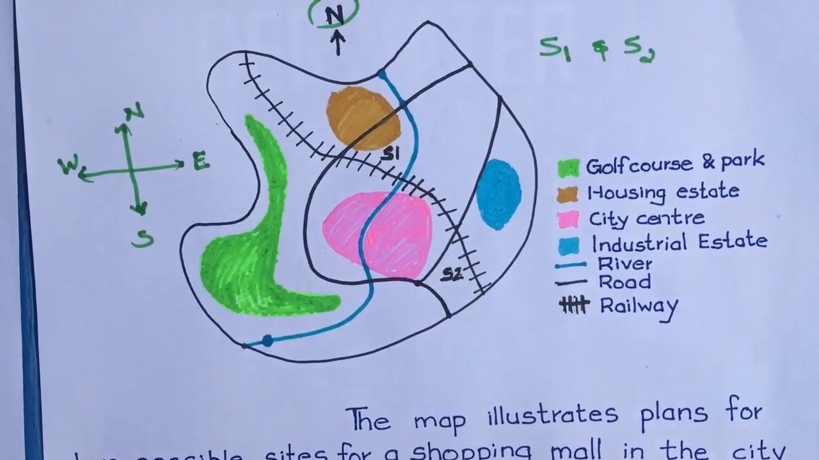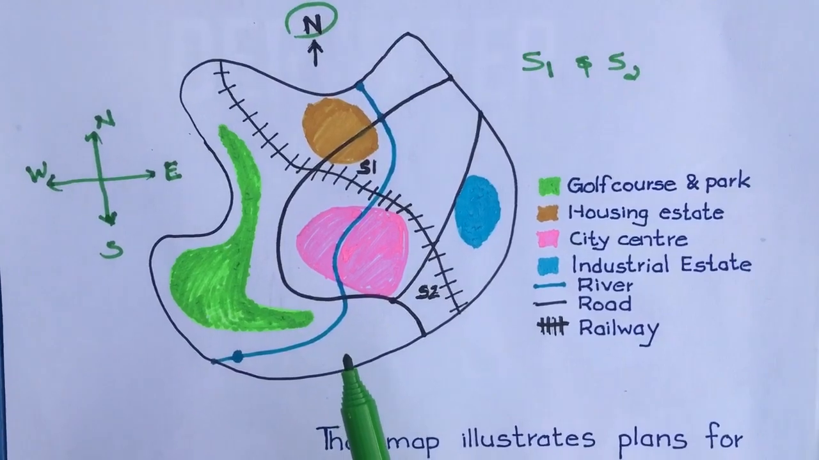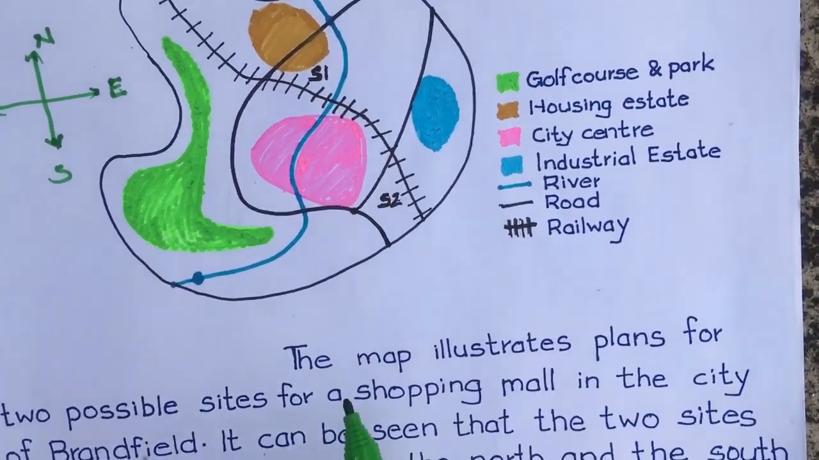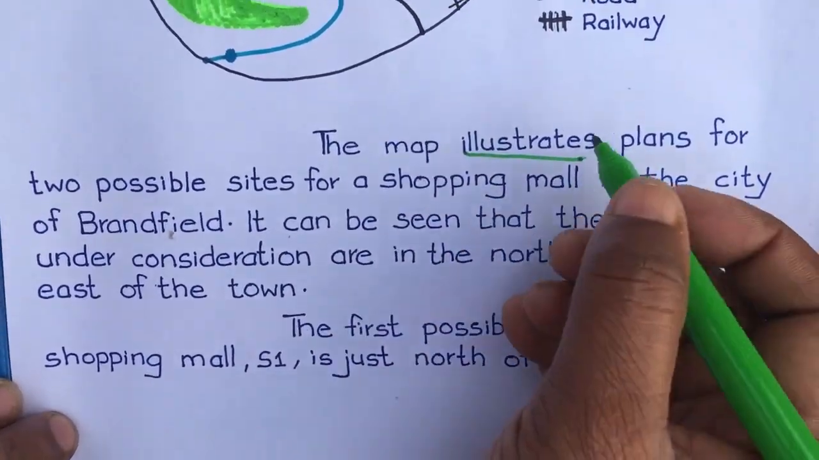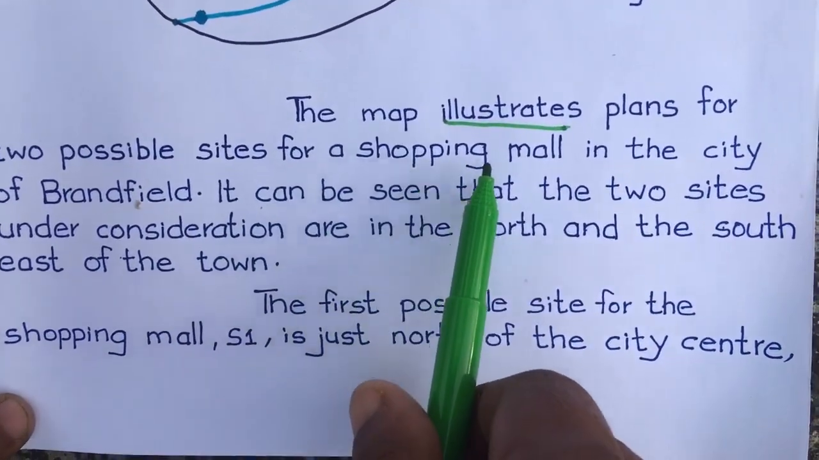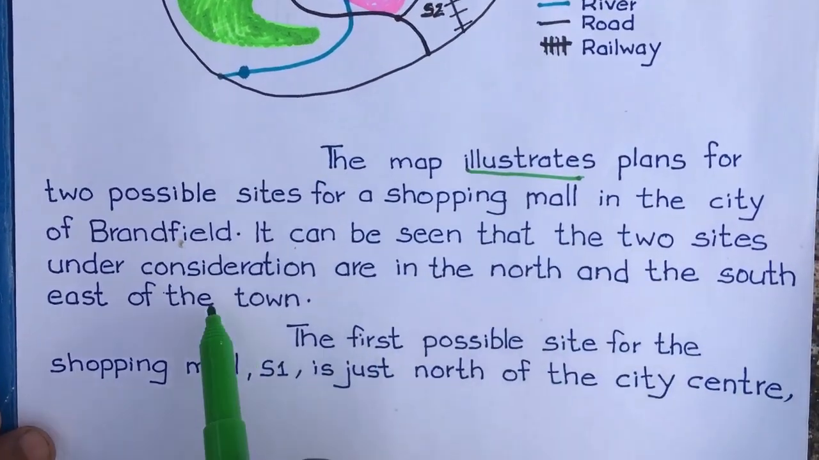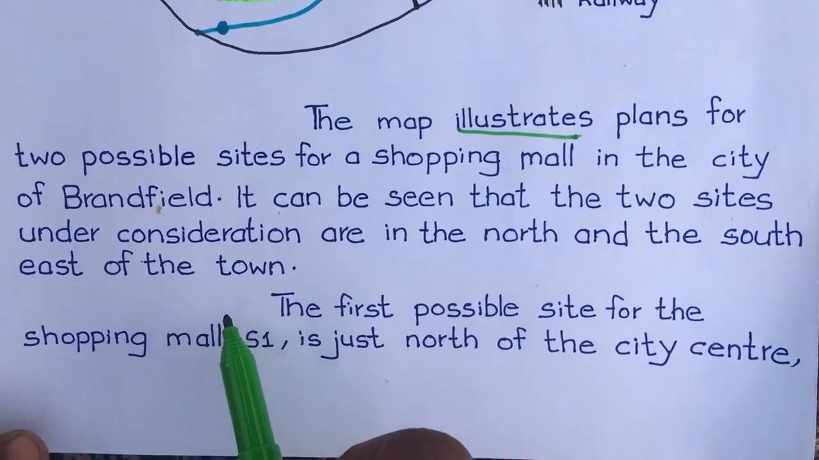So let's see how you can write. I hope you understood this particular diagram well. Then move to the answer. The first map illustrates plans for two possible sites for a shopping mall in the city of Bradfield. In my essays, I always use illustrates instead of shows. It can be seen that the two sites under consideration are in the north and the southeast of the town.